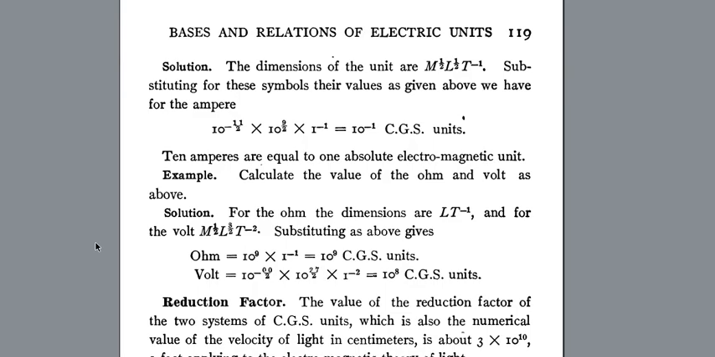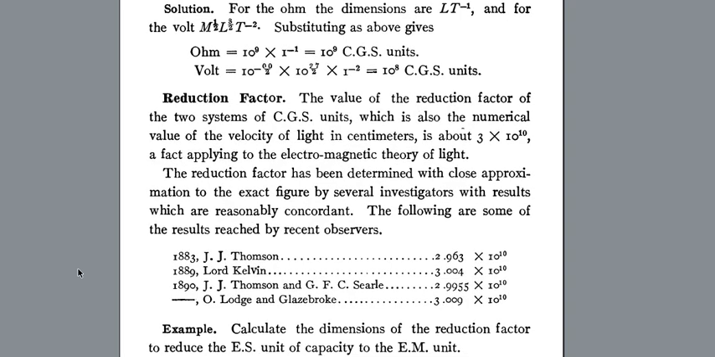Example: calculate the value of the ohm and volt as above. Solution. For the ohm, the dimensions are length multiplied by time raised to the power of -1. For the volt, the dimensions are mass raised to the 1/2 power, length raised to the 3/2 power, and time raised to the power of -2. For the ohm, 10 raised to the power of 9 multiplied by 1 raised to the power of -1 equals 10 raised to the power of 9 CGS units. For the volt, 10 raised to the power of -11 over 2 multiplied by 10 raised to the power of 27 over 2, multiplied by 1 raised to the power of -1, equals 10 raised to the power of 8 CGS units.